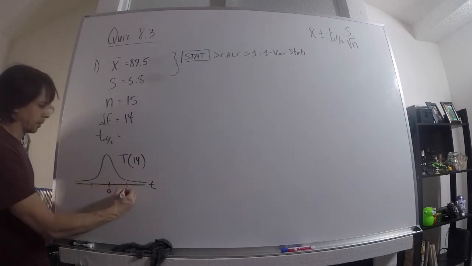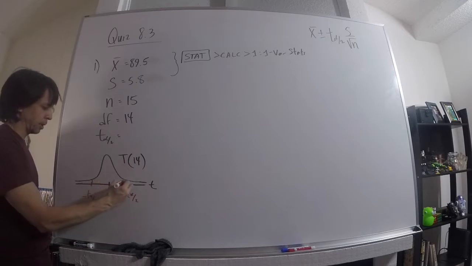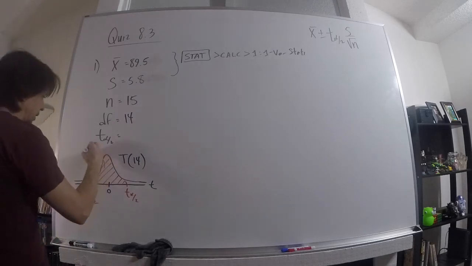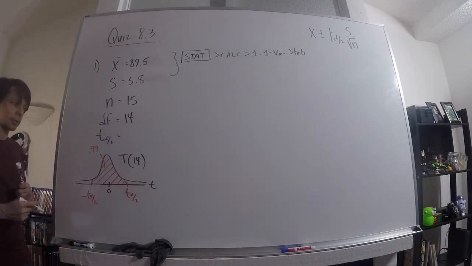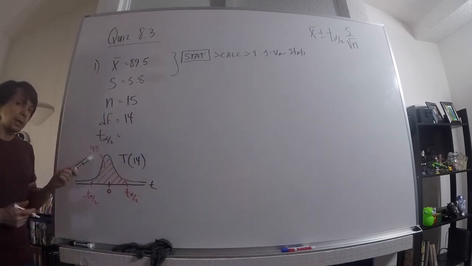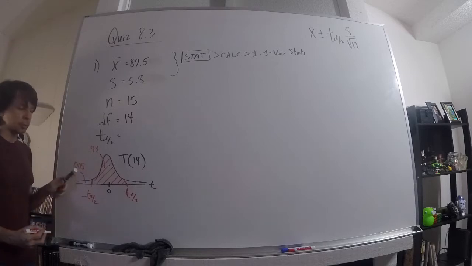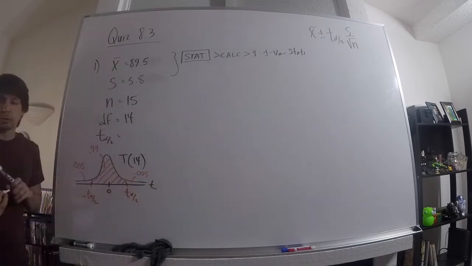What I need is t alpha over 2 and negative t alpha over 2 to be used in that formula. And I want to find those such that it's got whatever confidence level in the middle, 99% this time. Okay, I've done it many times. I'm going to just talk it through rather than write it out. I'm going to do 1 minus that and then divide it by 2. 1 minus 0.99 is 0.01. Divided by 2 is 1/2%, which is 0.005. And that is one of the nice values that does appear on your table.